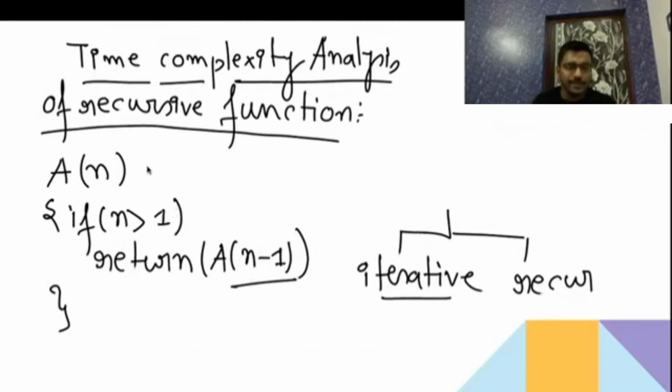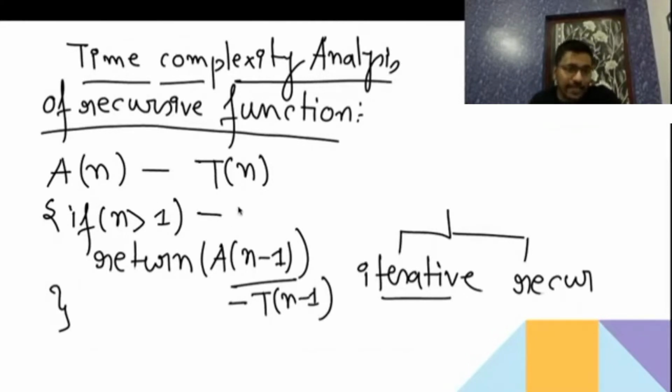Let's assume the time required for A(n) is T(n). When the input is n, the required time is T(n), and when the input is n minus 1, it will require T(n minus 1). Now to do just this comparison, we require constant time, that is big O of 1. Sometimes they will use constant c, or 1.